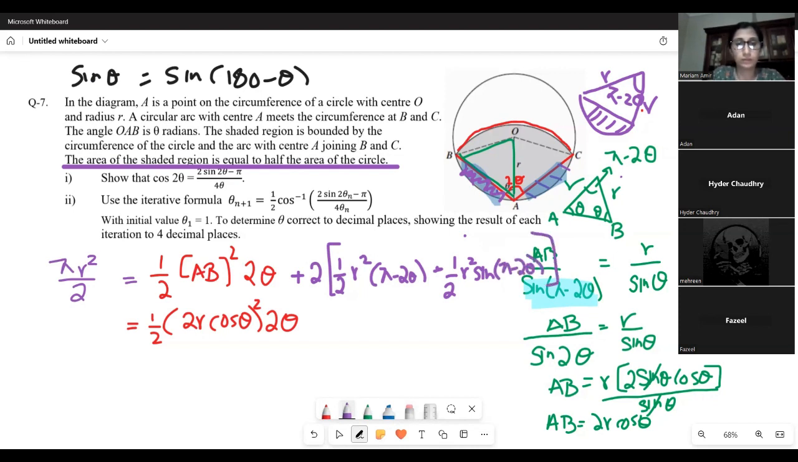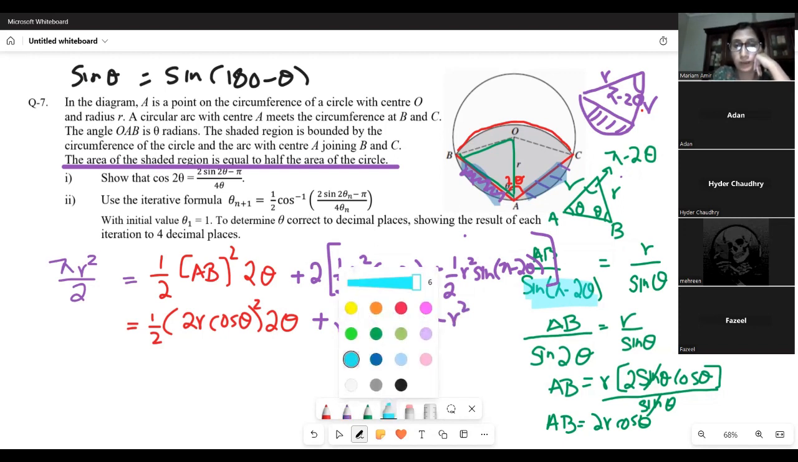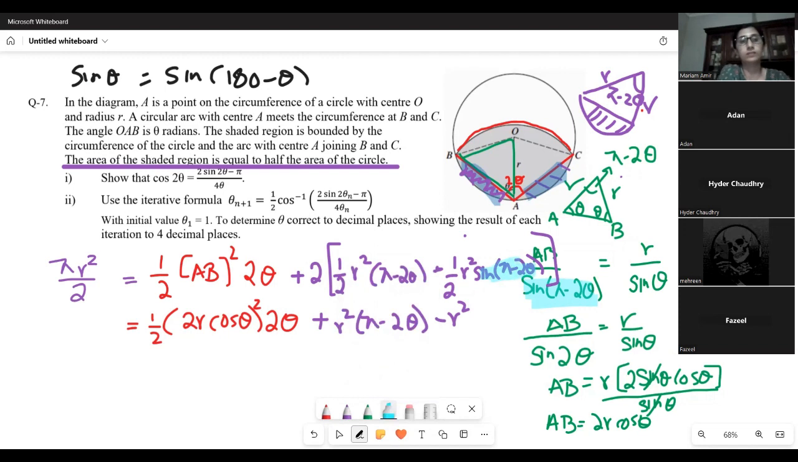Okay, now let's simplify all of this. This would be plus, we're going to cancel the 2. So it's going to be r square times pi minus 2 theta. Working pe please nazar rakhna. 2 and half again gets cancelled, and we have minus r square. And again, sine pi minus 2 theta is same as sine 2 theta. So I'm writing sine 2 theta here.